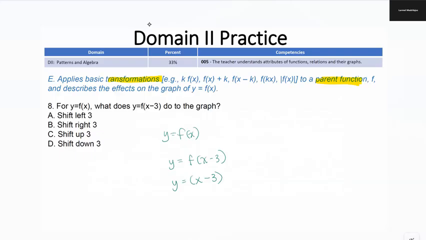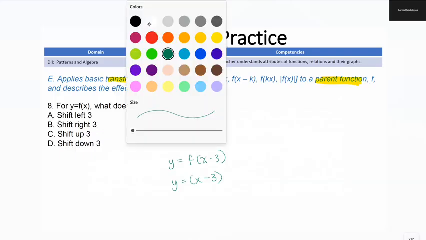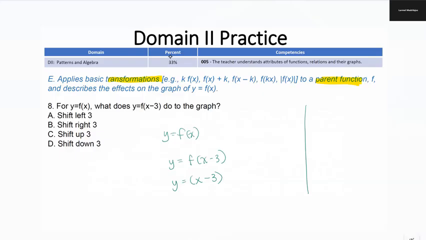Now let's look at the parent function first. Let me draw the graph. Okay, change the color. Parent function is y equals x. That's a parent function. It's linear. Okay, so the graph of that is basically just that. This is your x and that's your y.